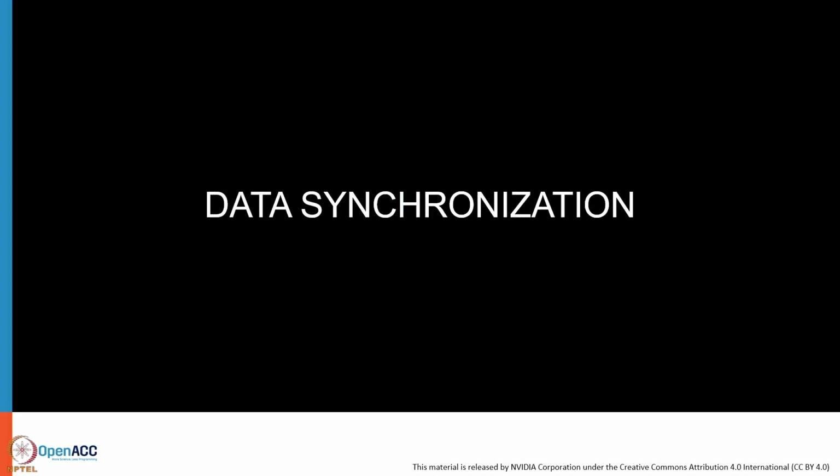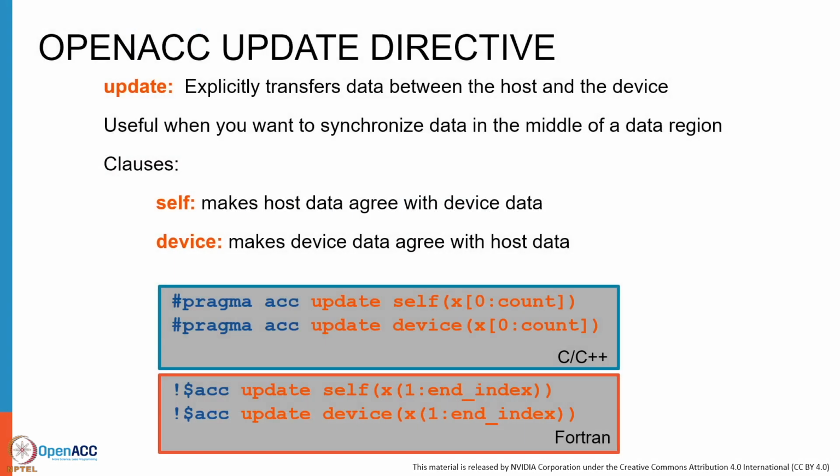The other important bit is data synchronization. The update directive essentially explicitly transfers data between the host and the device. This is useful when you want to synchronize data in the middle of a data region. Remember, when the code is running on the accelerator or on the device, the host copies are no longer in sync with the device copies because we want to minimize the data transfer. But let's say once in a while we do want to synchronize it for some other functionality. For that, we have the update directive.